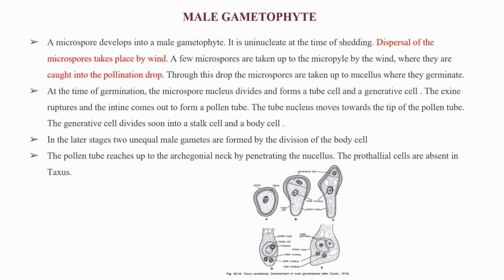At the time of germination, the microspore nucleus divides and forms a tube cell and a generative cell. The exine ruptures and the intine comes out to form a pollen tube. The tube nucleus moves towards the tip of the pollen tube. The generative cell divides soon into a stalk cell and a body cell. In the later stages, two unequal male gametes are formed by the division of the body cell. The pollen tube reaches up to the archegonial neck by penetrating the nucellus. The brothalial cells are absent in Taxus.